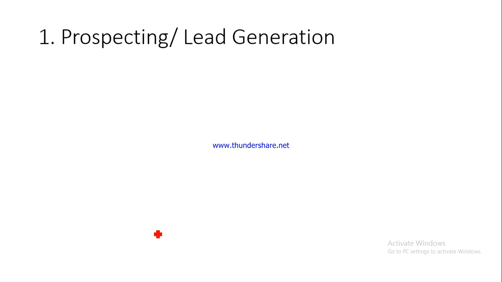So the first step is prospecting or lead generation. Now what is a prospect? You know already. A prospect is somebody who has never earlier purchased your product, but he might purchase your product in future. That is why he is a prospect. If he purchases your product, then he would become a customer or a buyer. Now what is prospecting? Prospecting is identifying the prospects who are likelier to purchase my product.